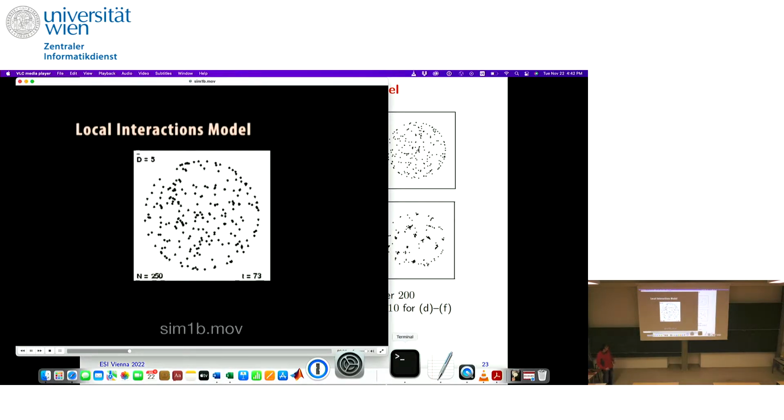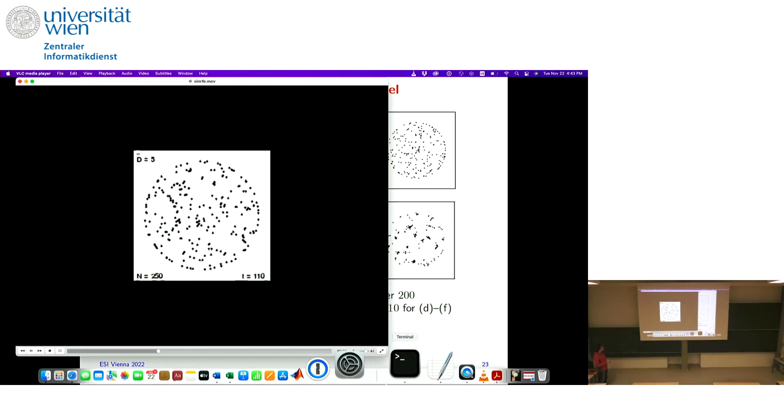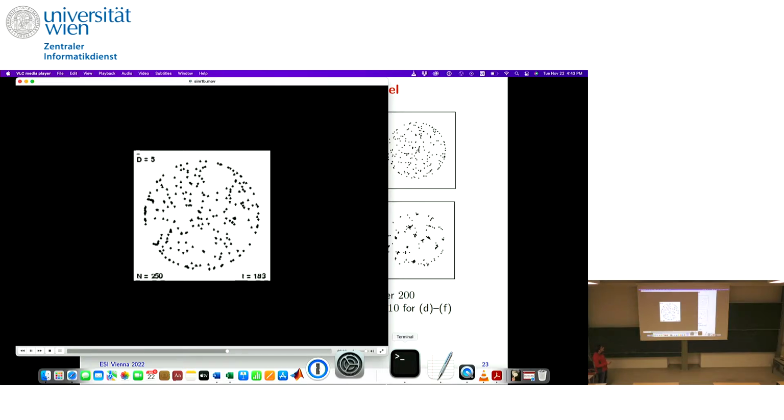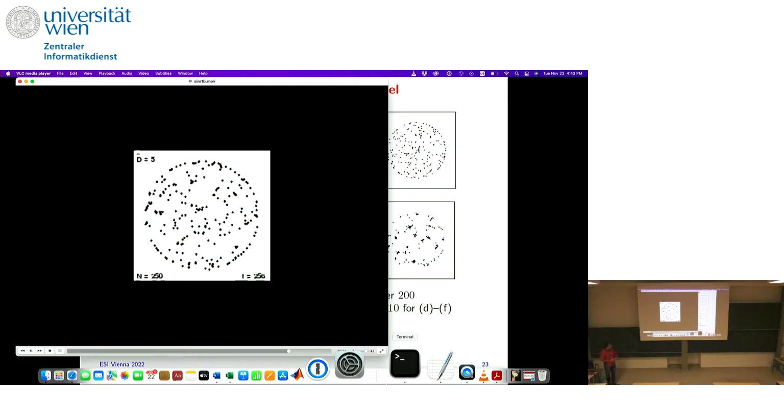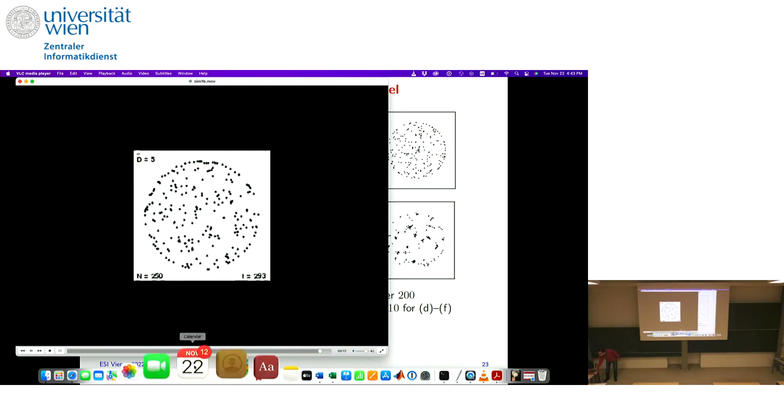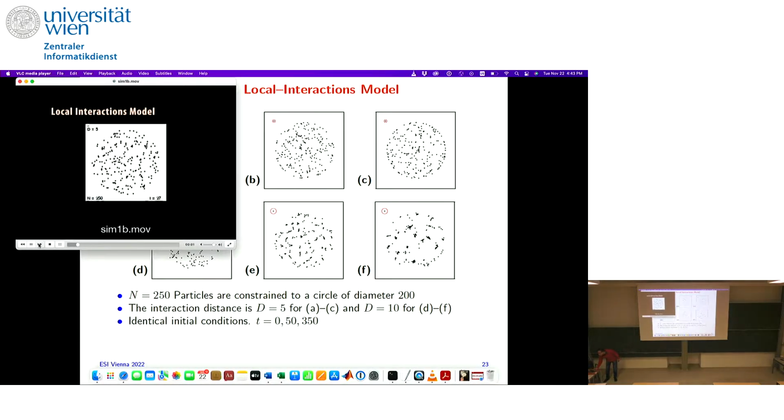So this is what a movie like that looks like. What you see here is the diameter of a neighborhood, and the particles are confined to a circle in the simulation. Okay? So that's one option, just leave it to that size. Here is another one where the diameter is bigger.